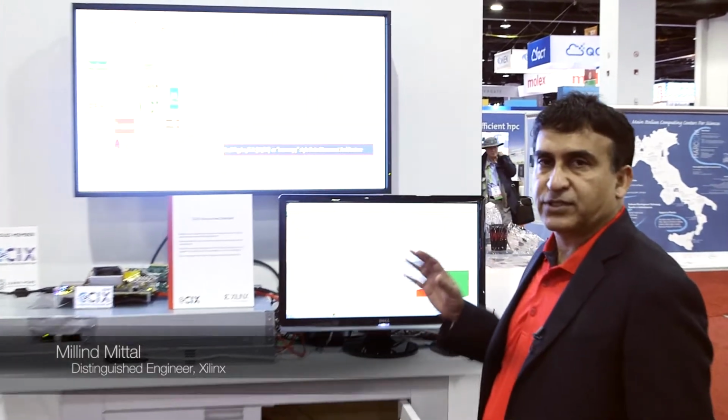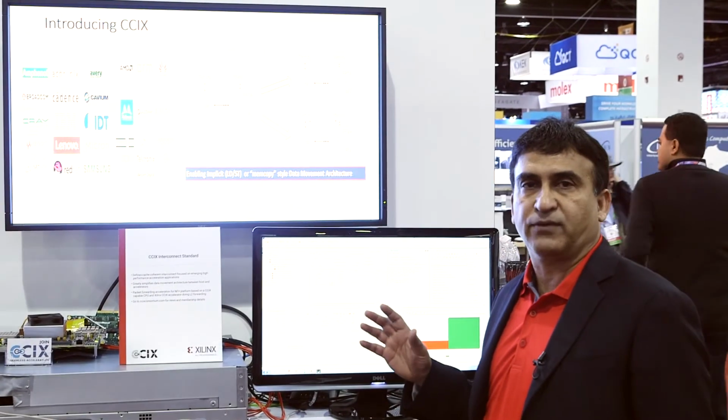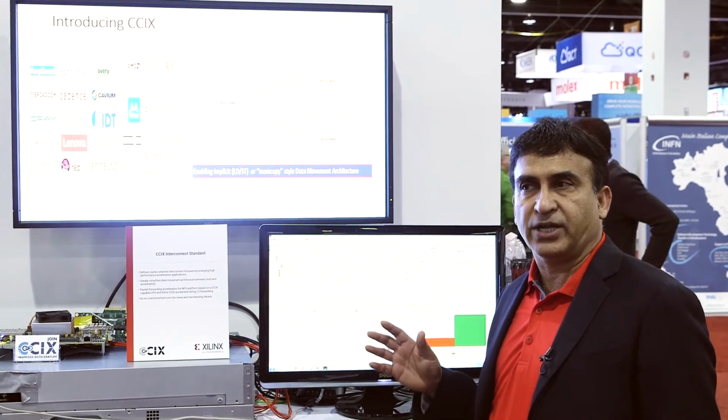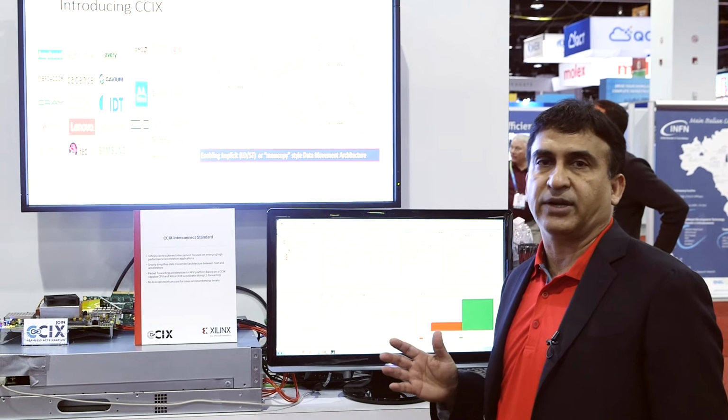Okay, so I'm going to introduce you to C6 demo today. First of all, what is C6 about? What is the focus of C6? C6 is about enabling seamless data sharing between hosts and the accelerator.